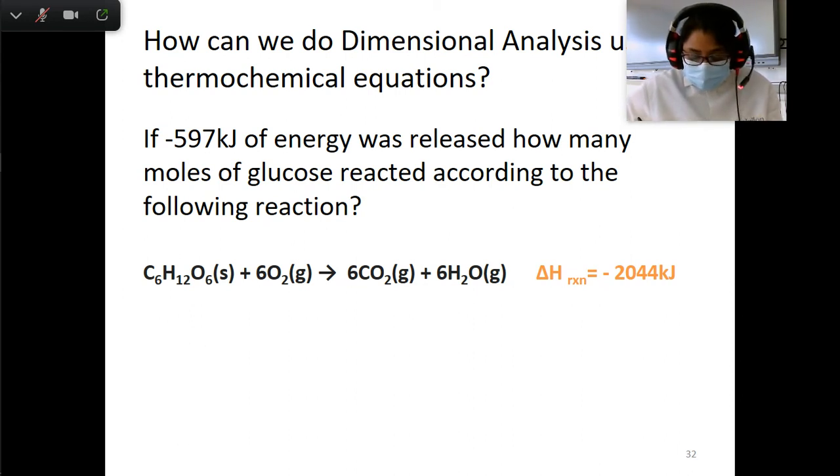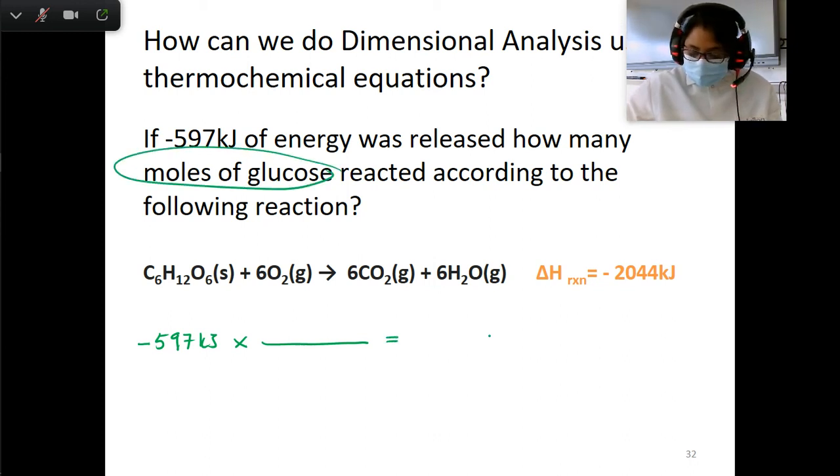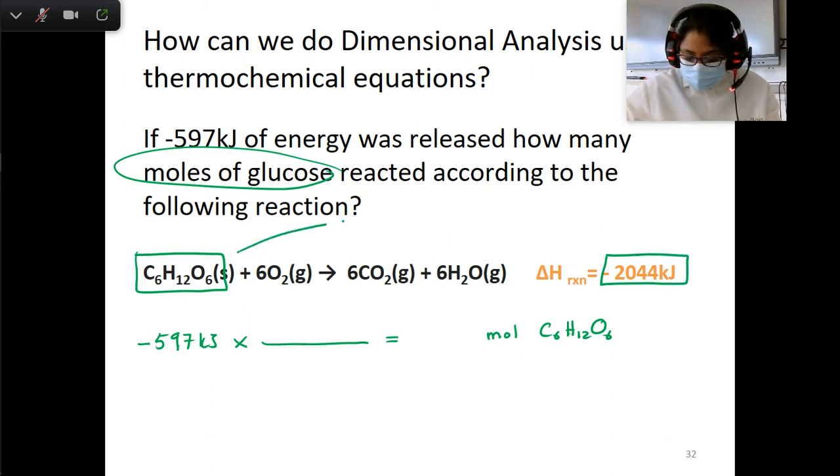If negative 597 kilojoules of energy was released, how many moles of glucose reacted according to the following reaction? So start by writing the number down. Negative 597 kilojoules of energy is reacting. You need your multiplication sign and your line, your equal sign. It's asking you to go to moles of glucose. So your units at the end should be moles of C6H12O6. Okay? Again, it's asking you to look at glucose, C6H12O6, and the energy term.